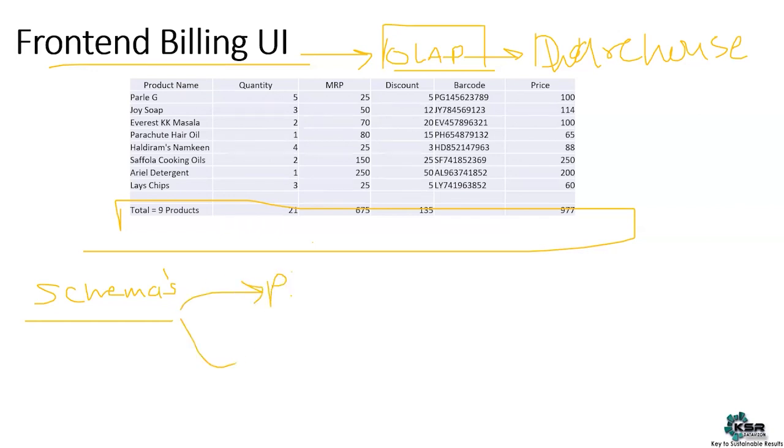One is physical schema, and one is logical schema. Now, this is related to database only. Schema is also related to database. Now, let's take an example, right? Now, what do you mean by physical schema?